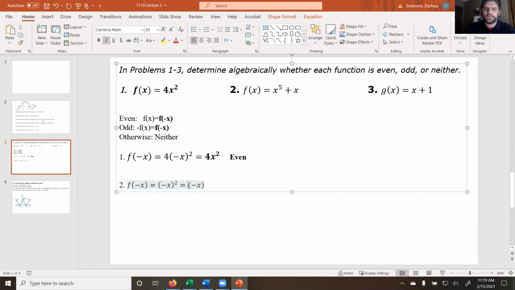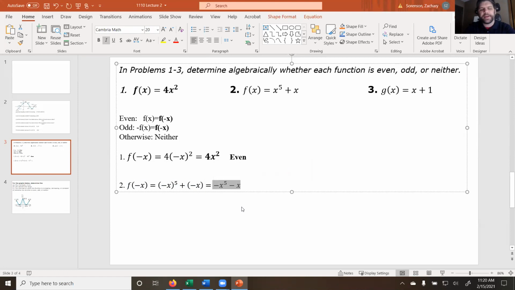Oops, that shouldn't be equals. And that should be 5. Crushing it today. Yep. And then negative x to the 5th is just negative x to the 5th. It's not going to become positive because it's not an even power. And negative x is negative x. Not a whole lot of simplification to be done here.